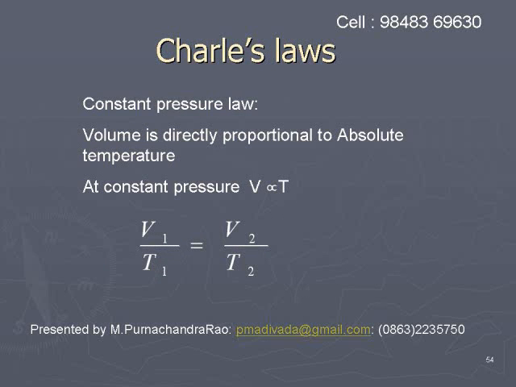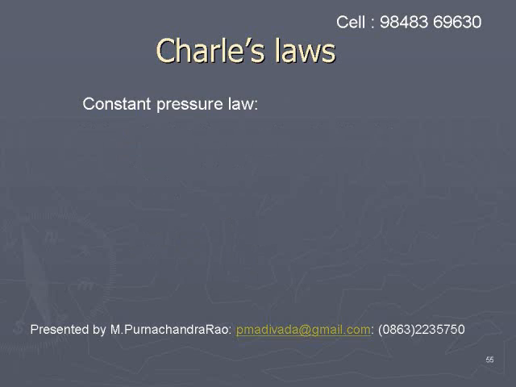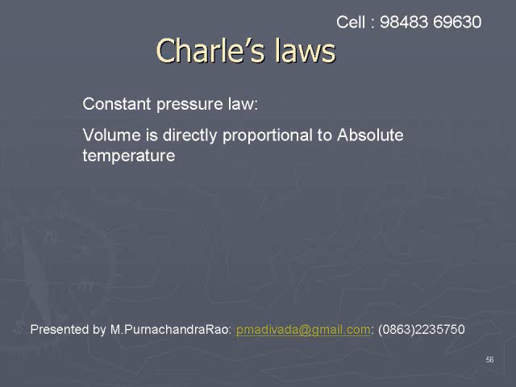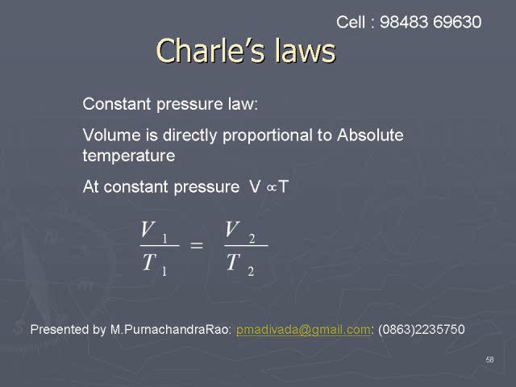Charles' laws. Constant pressure law. The volume is directly proportional to absolute temperature. This is Charles' first law. This relation is obtained when we measure the temperature in the Kelvin scale. So, at constant pressure, the volume is directly proportional to the temperature in Kelvin. So, V is proportional to T, or if the volumes at two different temperatures are V1 and V2, then V1 by T1 is equal to V2 by T2. This is the mathematical relation obtained from Charles' law.